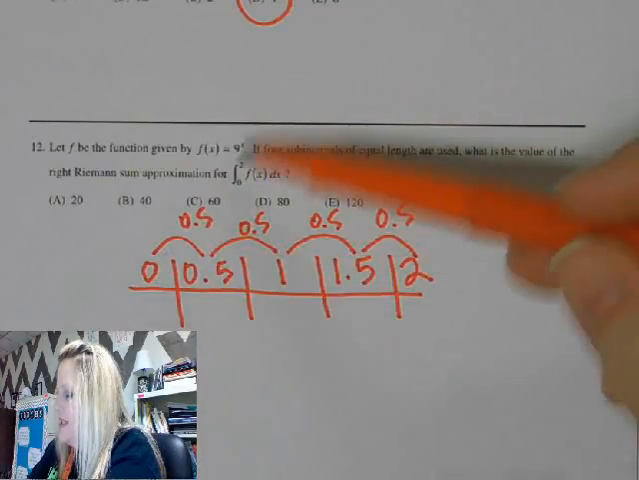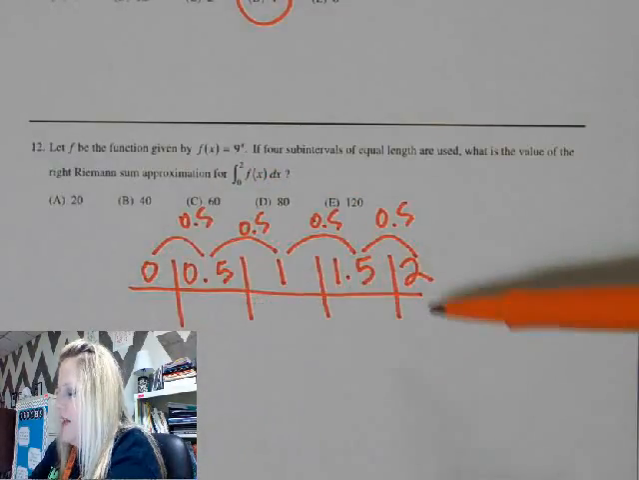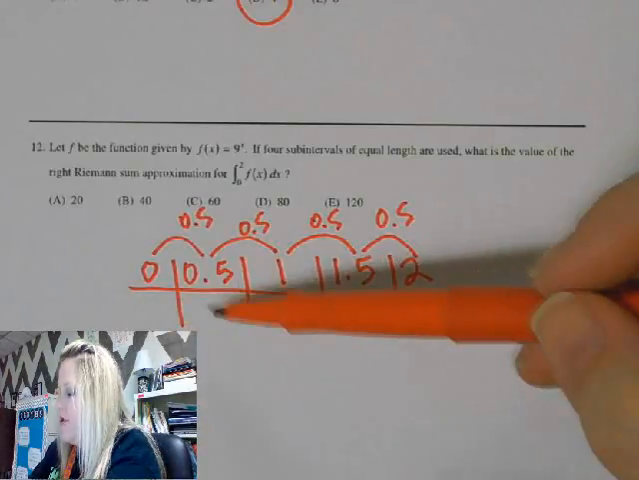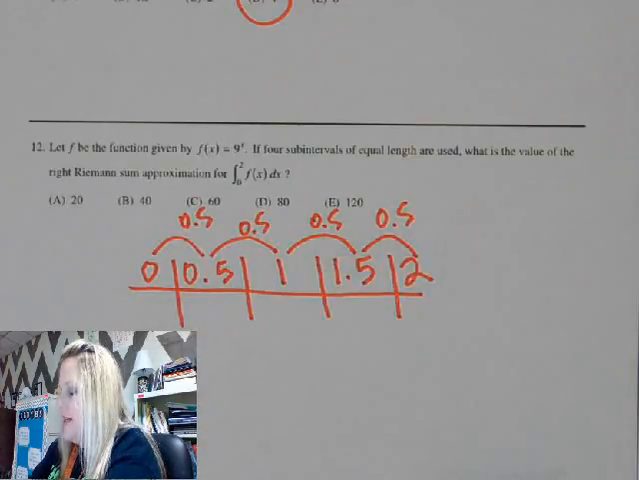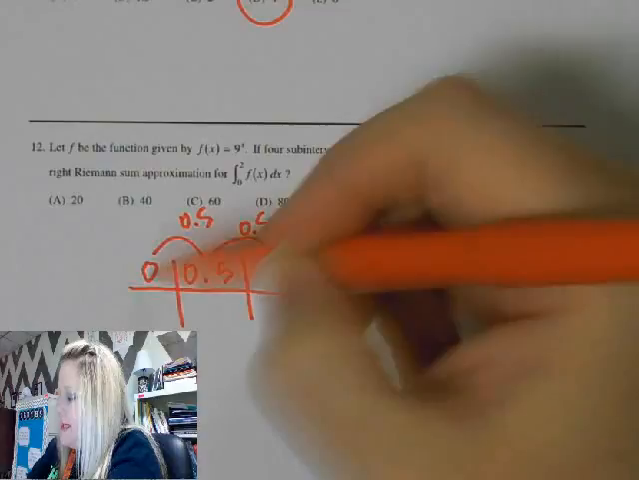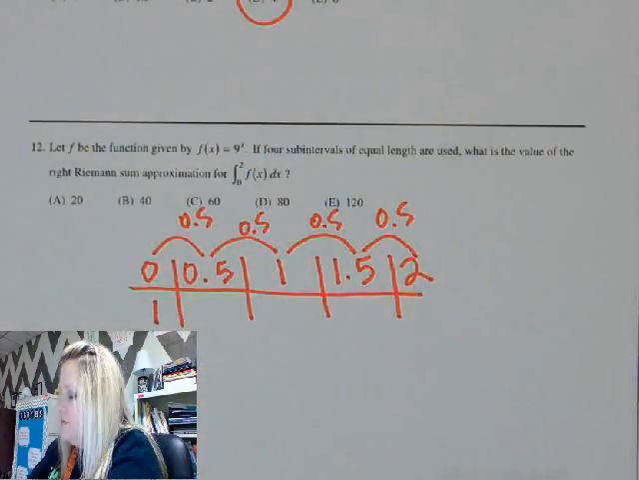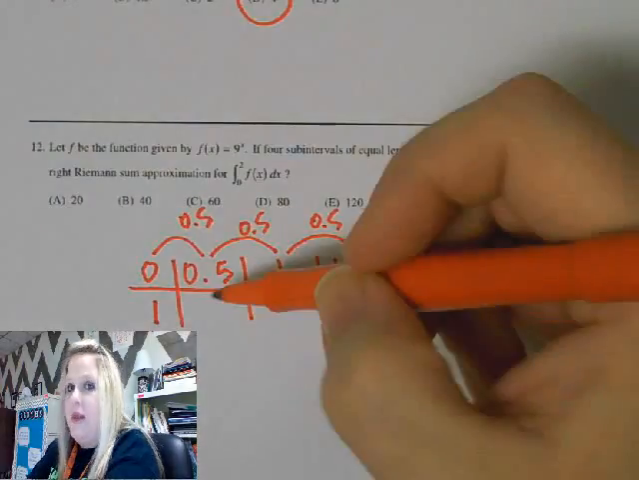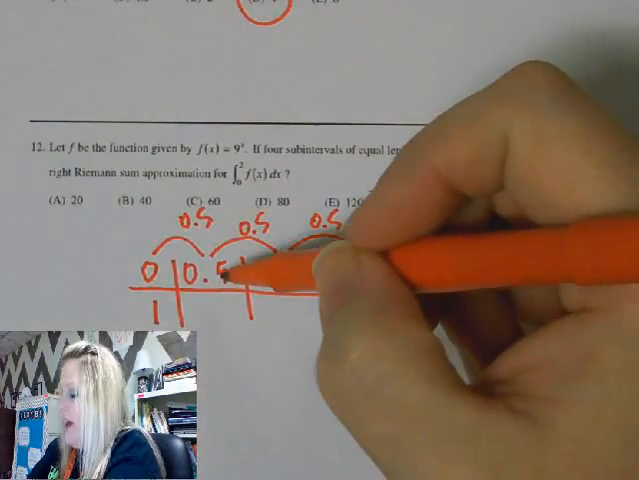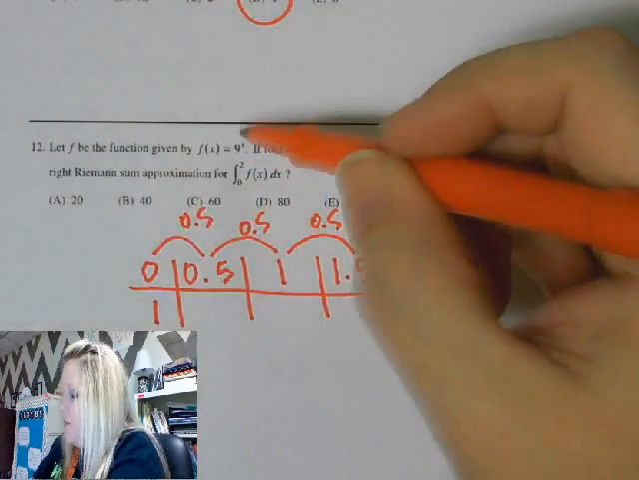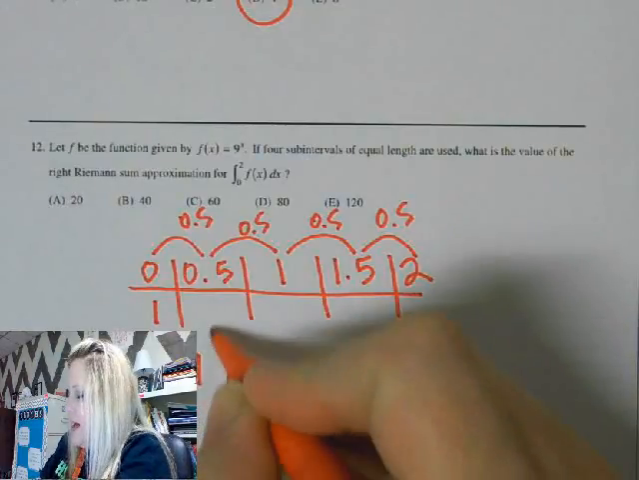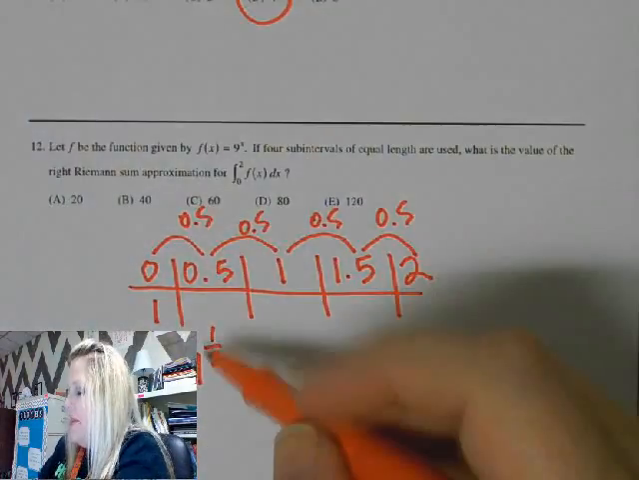So if I plug 0 in, 9 to the 0 is 1. Anything to the 0 is 1. If I plug 0.5 in, that's 9 to the 1/2. Right, 9 to the 0.5, 9 to the 1/2. That means the square root of 9, which is 3. Then if I plug 1 in, I get 9.